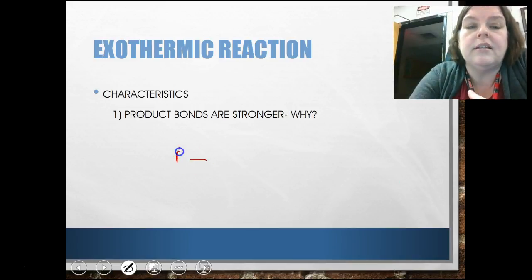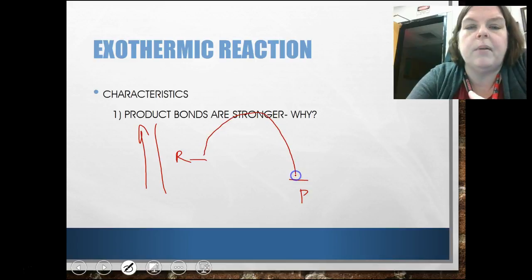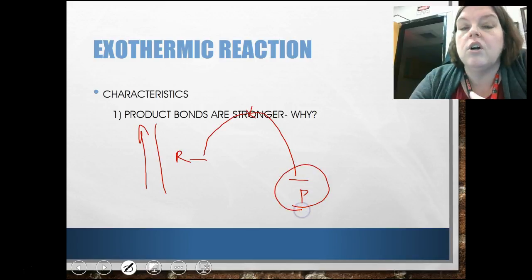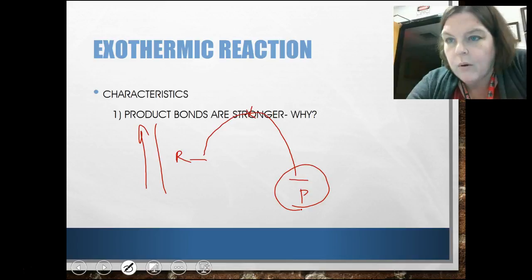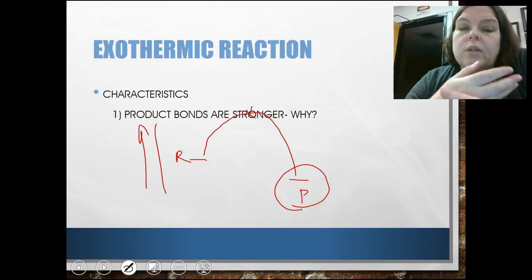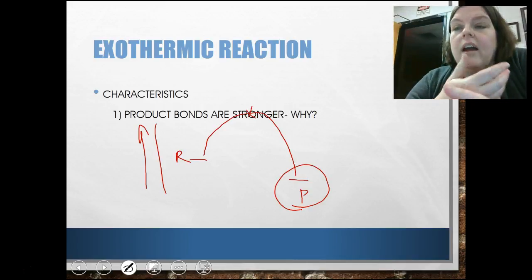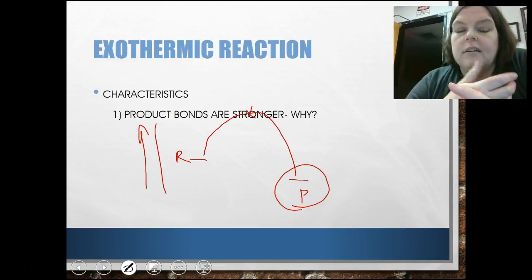When we have reactants here and products here, and the energy is going up here, we have to reach an activated complex to go either direction. Well, the products need more energy to reach that complex than the reactants do. Therefore, that's telling us that the product bonds are stronger, meaning more energy is required to reach that complex to go backwards in the system. So those bonds are stronger, and that makes a whole lot of sense to us.